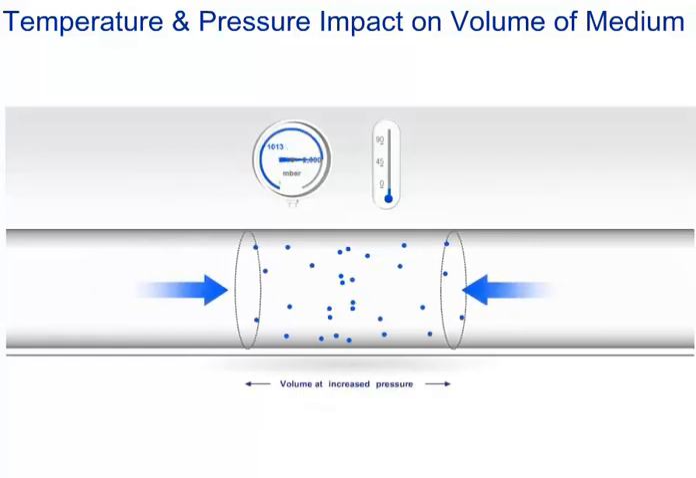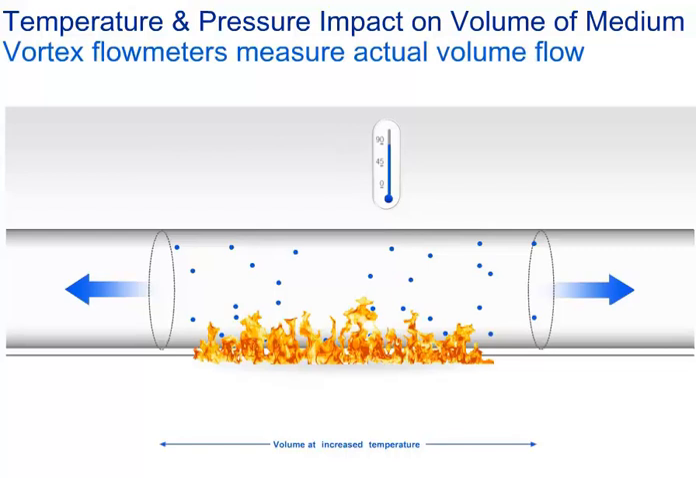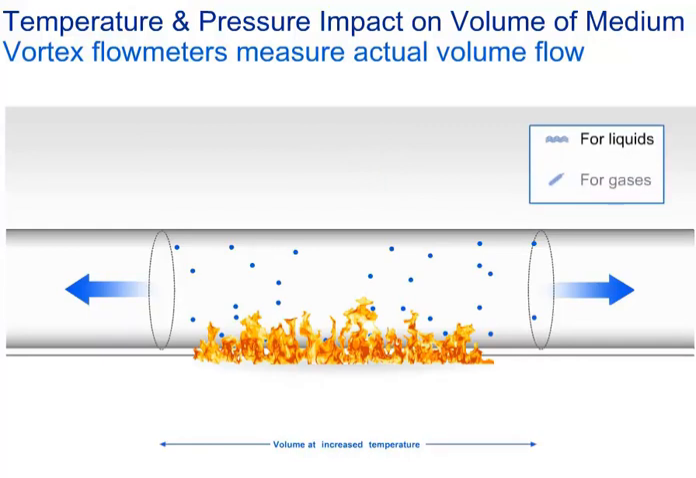In liquid measurement, the impact of pressure is typically ignored, because ideal liquids are not compressible, whereas gases are. Temperature has an impact on both liquids and gases. The volume typically increases with increasing temperature. In order to compensate these influences, vortex flow meters offer different operating modes. For liquids, with and without density or volume correction. For gases, with temperature compensation only, or with temperature and pressure compensation for standard or mass calculation.